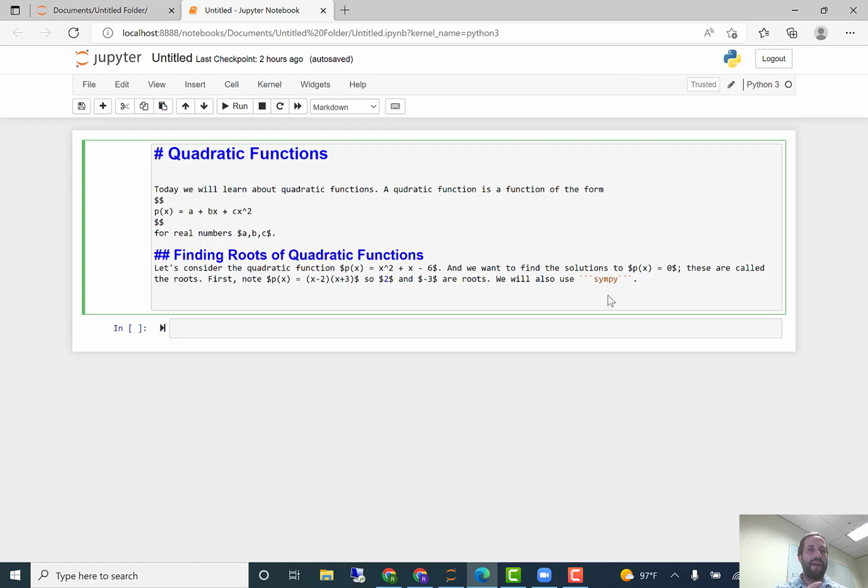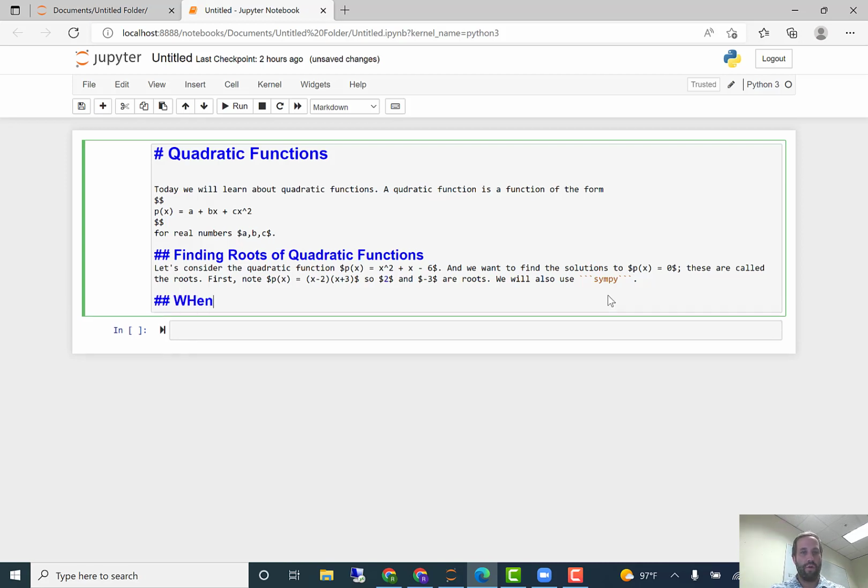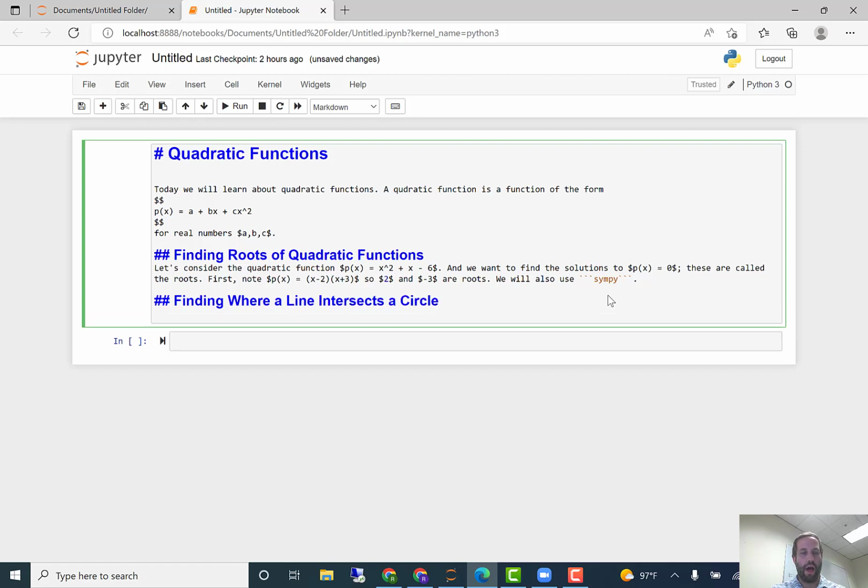model the following situation. We have a circle of radius 1 in the xy plane, and we have the line y is equal to x, and we want to find where that line intersects this circle. So let's type this here. When does, let's say, finding where a line intersects a circle. So let C be the circle of, okay, I'm going to pause and type this out.